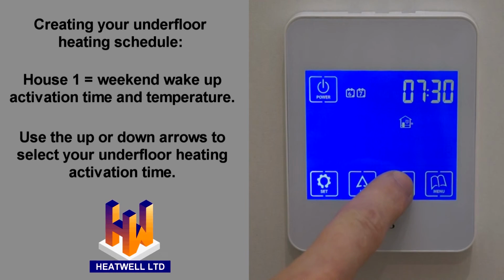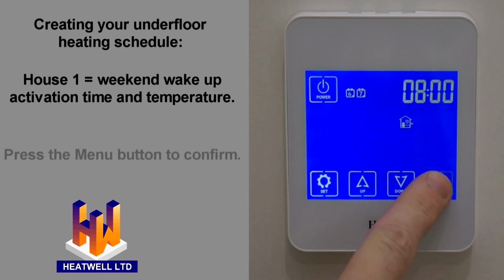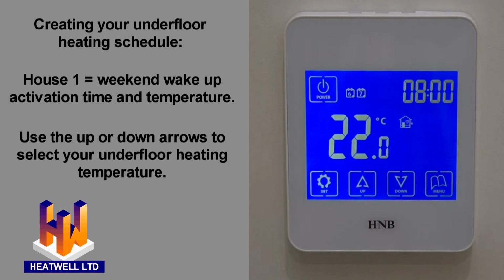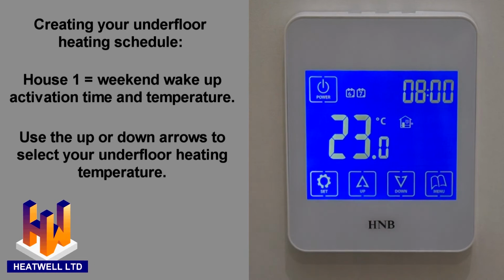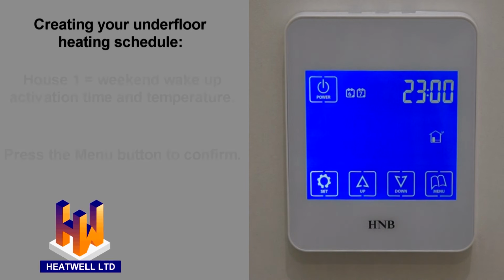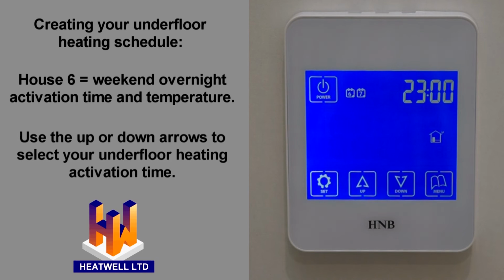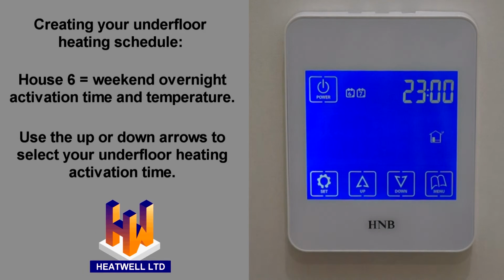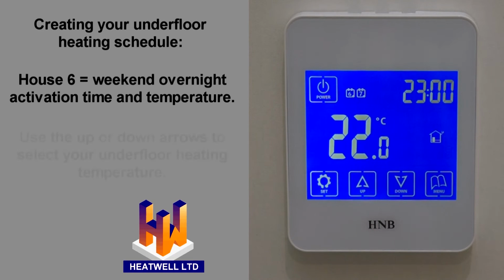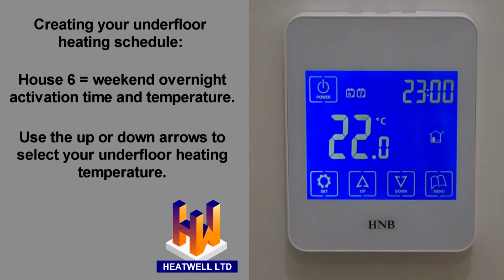Like before, we'll select our wake-up activation time, in this case 8 a.m. Then press the menu button and we can select our wake-up morning floor temperature, in this case 23 degrees. Press the menu button to confirm, and now we'll select our bedtime activation time and temperature, in this case 11 p.m. Press the menu button to confirm, then choose your overnight temperature, in this case 20 degrees.